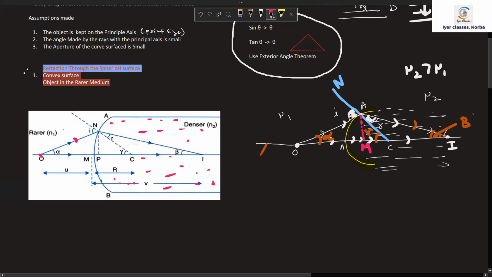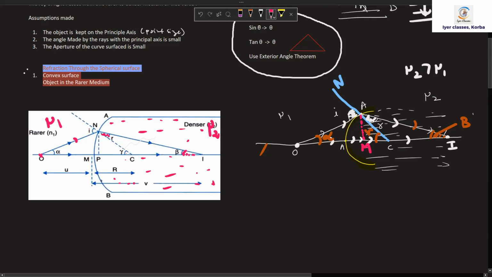Here, the one which is uncolored has a refractive index of mu1. And the denser medium has the refractive index of mu2. And mu2 is greater than mu1. Now the angle between the normal and the incident ray is taken to be i. The angle between the refracted ray and the normal is the angle of refraction. I said the angle between the incident ray and the principal axis is taken as alpha. Can you see this alpha here? Yes, ma'am. And the angle between the refracted ray and the principal axis is taken as beta. The angle between the normal and the principal axis is taken as gamma.